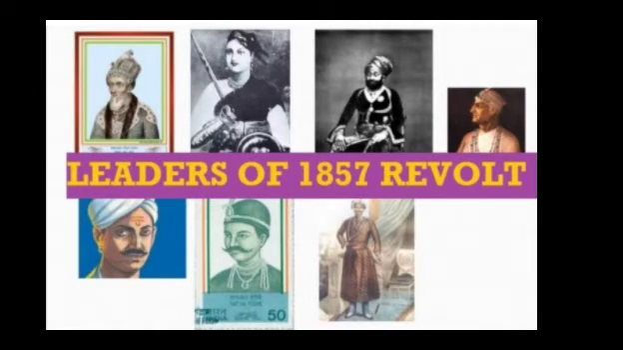Nana Sahib, the adopted son of Peshwa Bajirao II, became the leader of the Kanpur region. The company had stopped the pension of Nana Sahib.